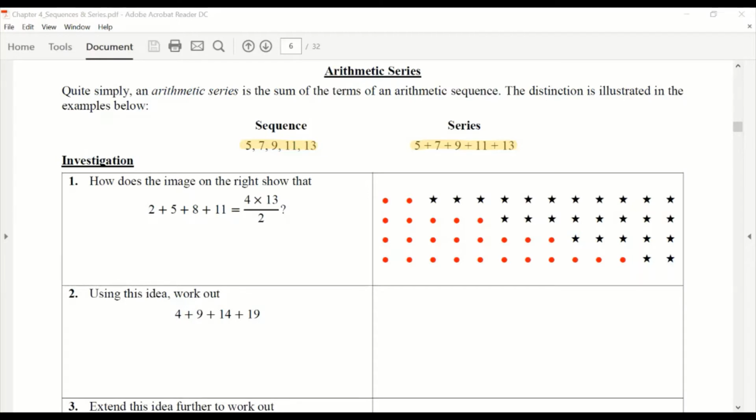So there's an investigation, and what I'd like you to do is to try parts 1, 2, and 3 of the investigation first. So have a think about it, try some ideas out, and pause the video, and then I'll go through these 3 investigations in a bit of detail. Okay, so have a go at that first, and then I'll go through it.